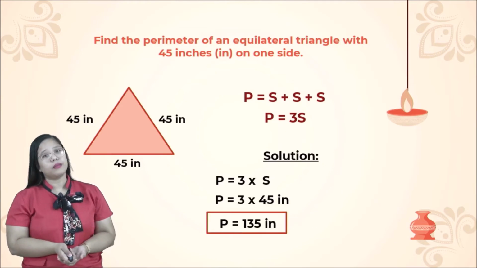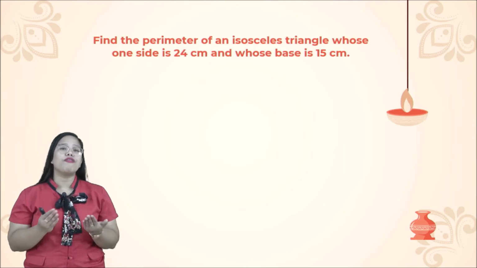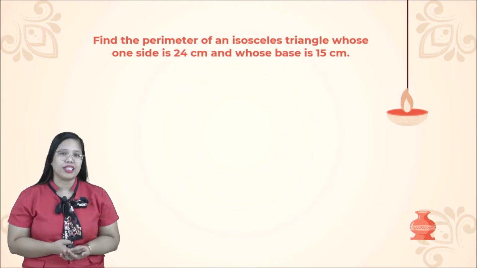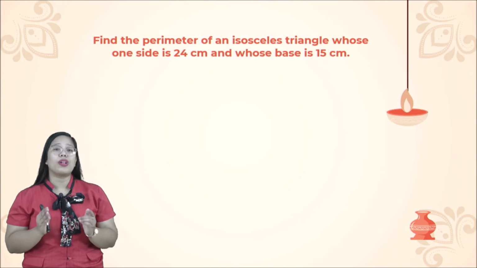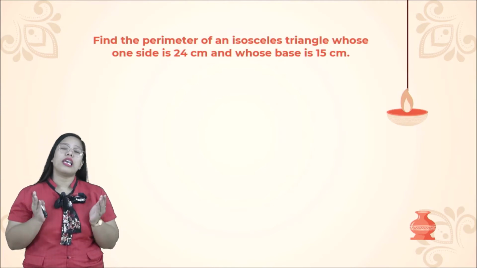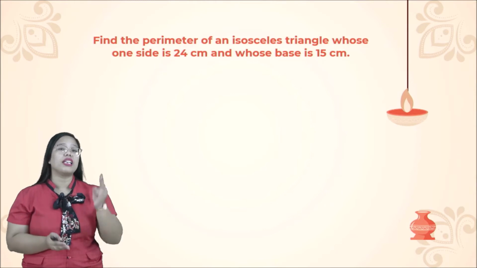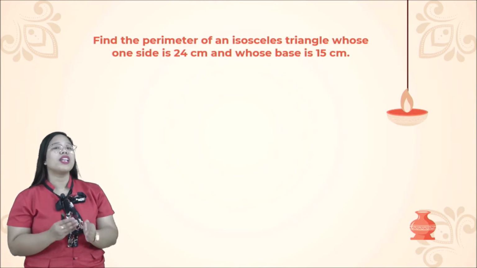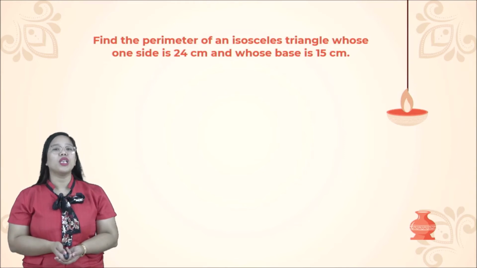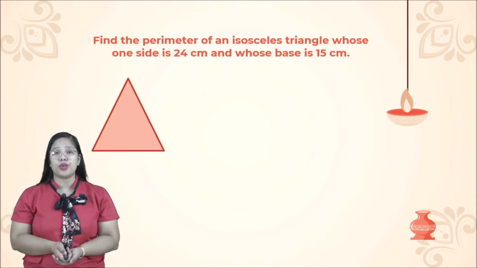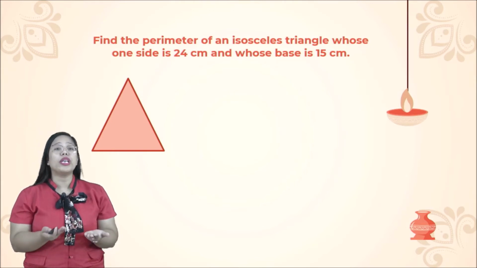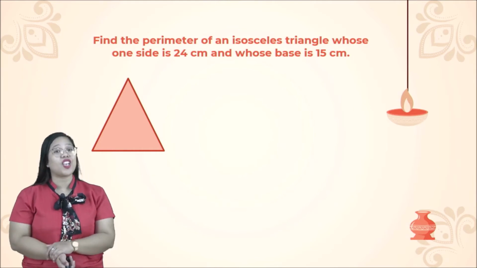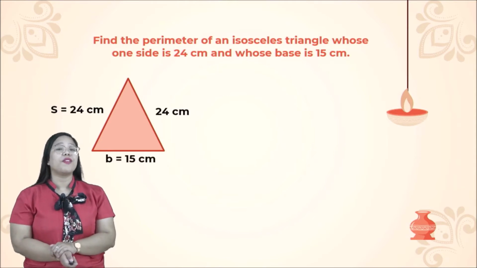Next one, kids, we are now finding the perimeter of an isosceles triangle. Again, kids, when we are talking about isosceles triangle, 2 equal sides only. The equal sides of an isosceles triangle are only 2. So whose one side is 24 centimeter and the other one, or the base, is 15 centimeter. So this is the example of isosceles triangle. As you can see, two equal sides only, which measure 24 centimeter. The base is 15 centimeter.